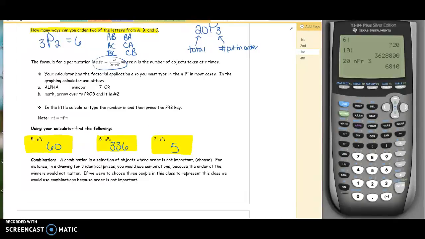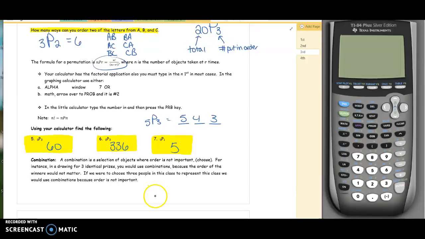Now, 5P3, you don't really need to use NPR for this. 5P3 means that you have 5 things, and you want to arrange 3 of them. So you've got 5 times 4 times 3. NPR just allows you to not have to think about the blanks and not have to think about the numbers to put in those blanks. So it's really the same as the fundamental counting principle. It just kind of condenses it a little bit and allows you to do it more quickly.